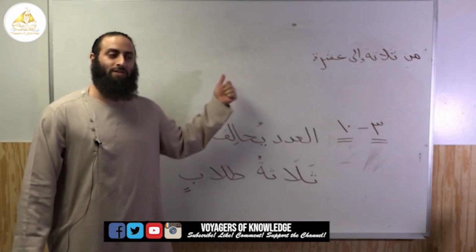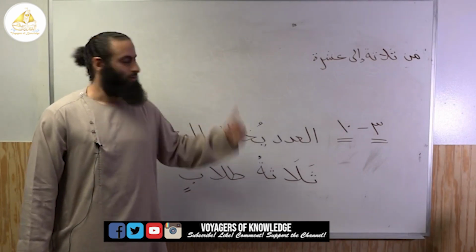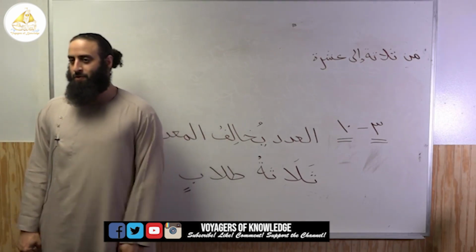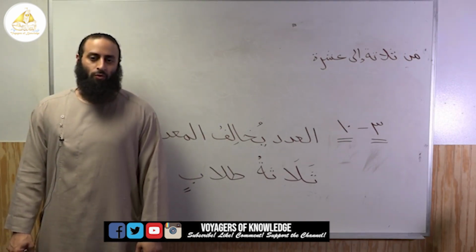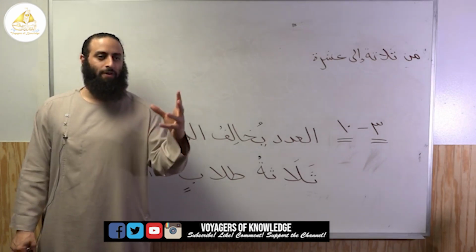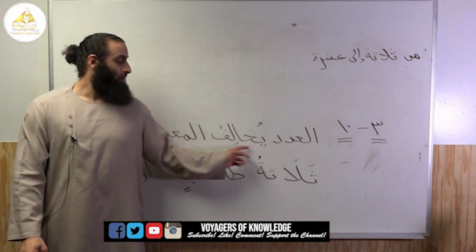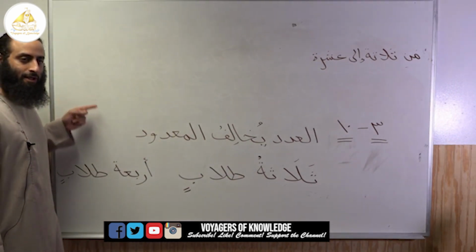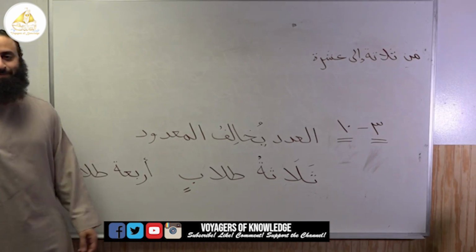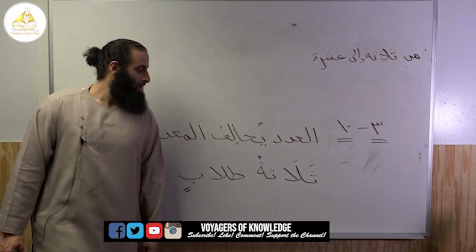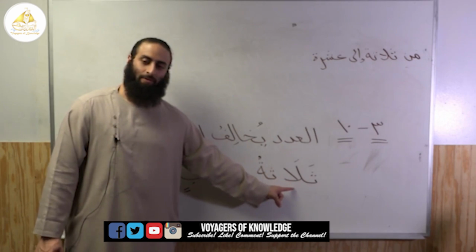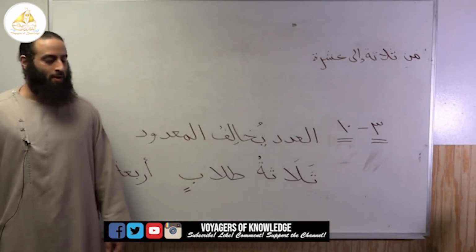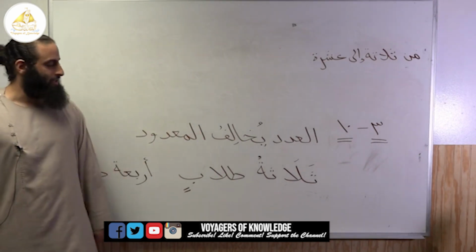Al-adadu. The first one said yuwafiqu. This one's going to say yukhalifu, from khilaf. What does that mean? Will differ. Yuwafiq means it will agree. Yukhalifu means it will differ from the ma'dud in at-tadhkir and ta'neeth, in its gender. Numbers 3 to 10. The adad, the number, will differ from the ma'dud in gender. Not only, let's look at this first.